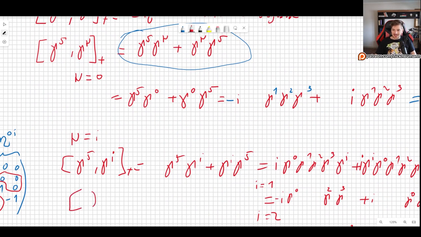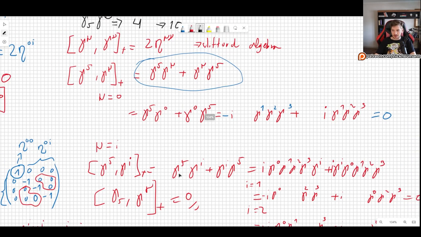So in the end, gamma five, gamma mu, I wrote it a bit wrong here. Gamma five, gamma mu, anti-commutes. So there we go. Okay, just a little bit of practice here.